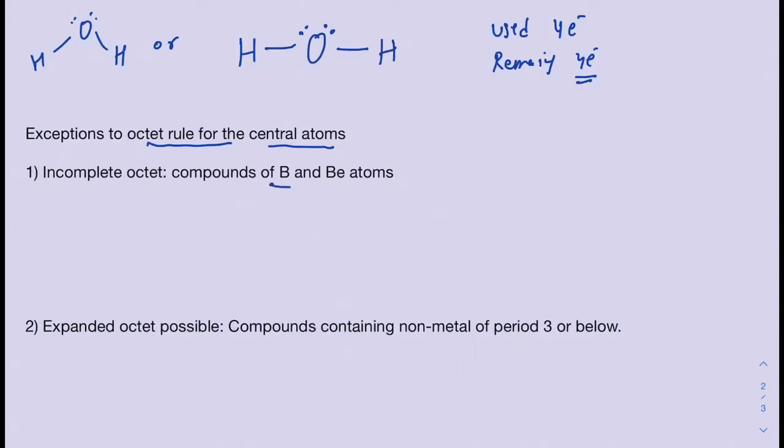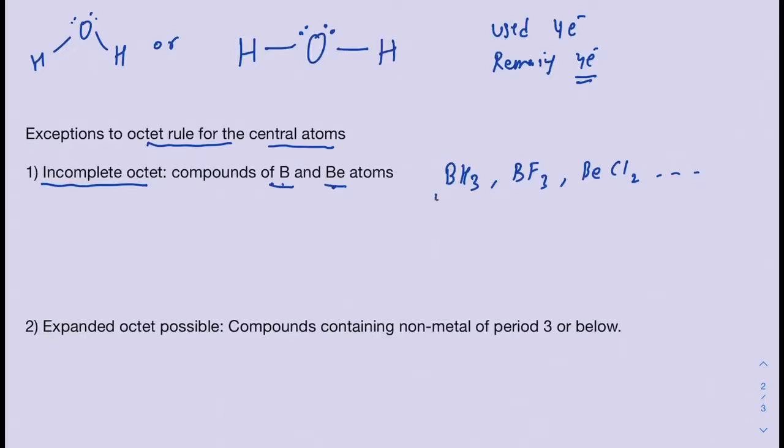The boron compounds and the beryllium compounds could have either less than 8 electrons or more than 8 electrons. What that really means, for the most part so far, we have been seeing the central atom should also have the 8 electrons, the octet completed, but there are going to be times when the octet is not completed. So it's called an incomplete octet. So the compounds of boron and beryllium are some of the examples. You can have BH3, BF3, or BeCl2, or as a matter of fact, any boron compounds.